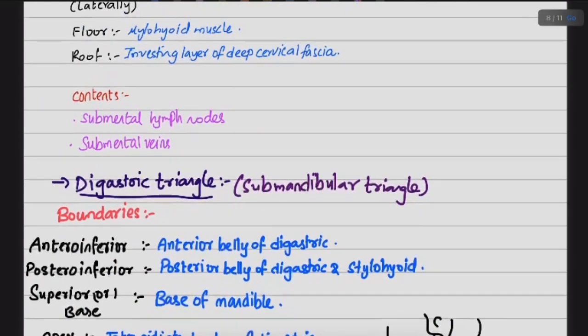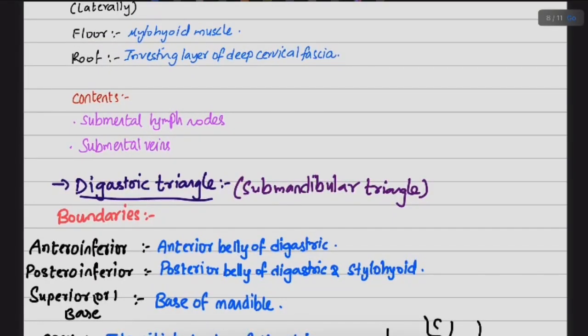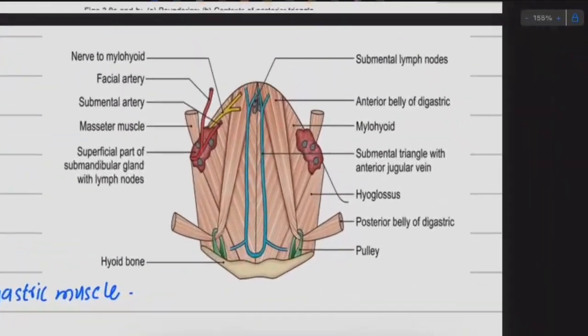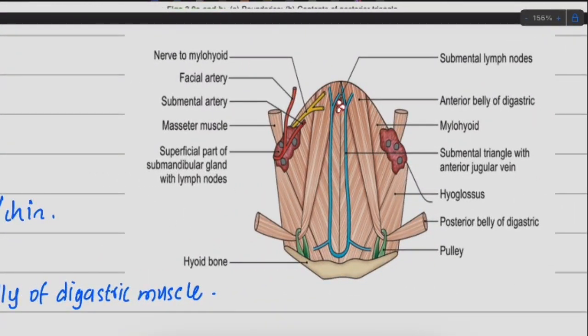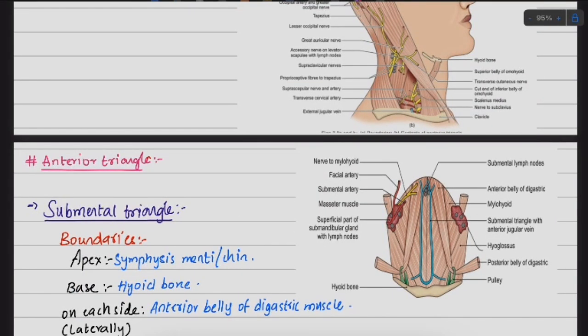Now what are the contents of the submental triangle? The submental triangle has submental lymph nodes as well as the submental veins. You can appreciate them in this diagram. These are the submental lymph nodes and these are the submental veins. So this is all about the submental triangle.